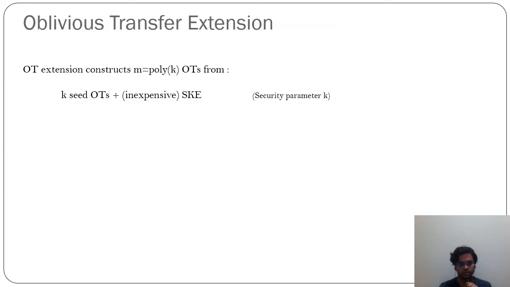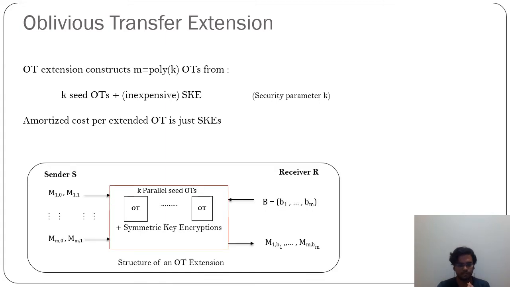In an OT extension protocol, the parties generate M extended OTs from K seed OTs and inexpensive symmetric key operations. You can consider K as a security parameter, which is 256, and M to be some concrete value such as 10,000 or 1 million, something like that. Now the amortized cost for each extended OT is just symmetric key operations. There are no public key operations in the amortized cost.